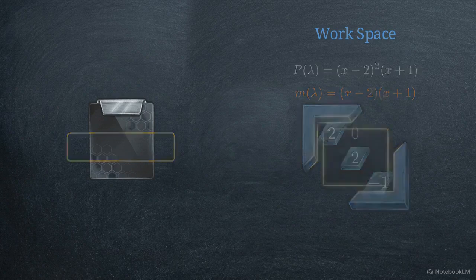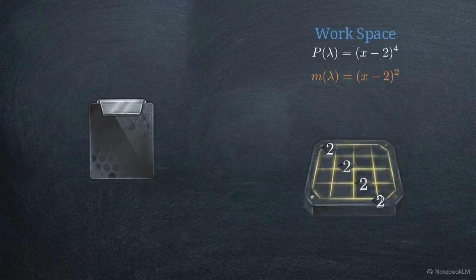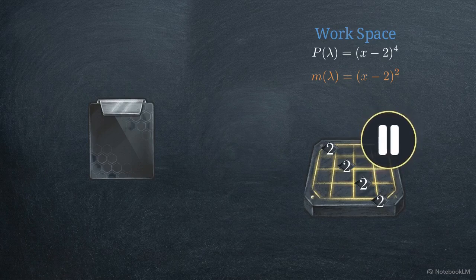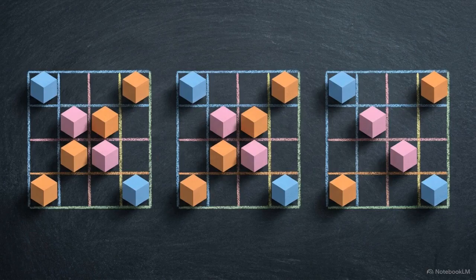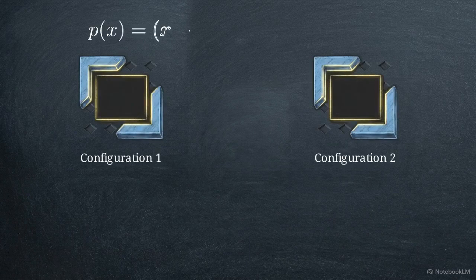Let's try a 4x4 matrix. The characteristic polynomial is (x − 2) to the fourth, and the minimal polynomial is (x − 2) squared. Based on the rules, pause here and determine the possible block configurations. While small matrices often have only one possible structure, larger dimensions allow for multiple configurations that can share the same characteristic and minimal polynomials.